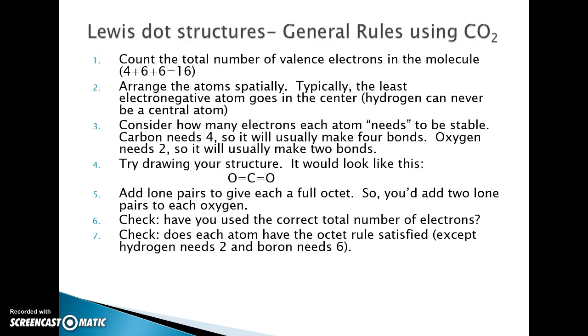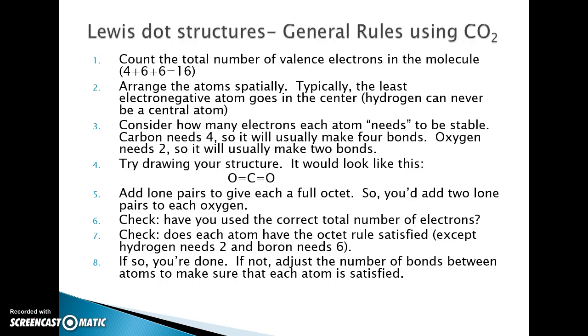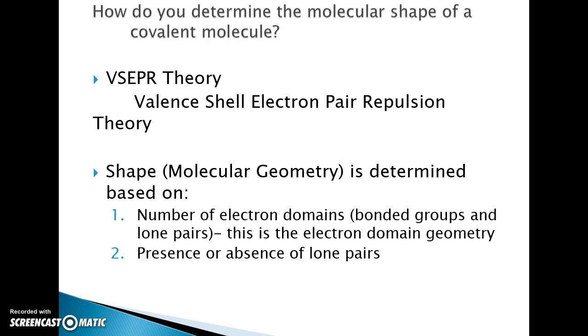And we need to check that each atom has the octet rule satisfied. Note that hydrogen will only need 2 electrons and boron only needs 6. But we don't have either of those here, so each of them will have 8 electrons, again, once the lone pairs are added in. If both of those are correct, you're done. If not, you're going to need to adjust the number of bonds between atoms and therefore the lone pairs to make sure that each atom is satisfied without using too many or too few valence electrons.